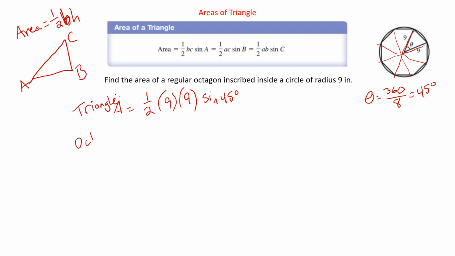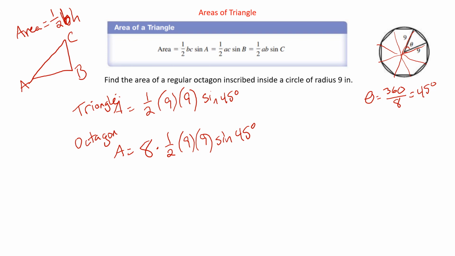For the octagon, the area is just going to be 8 times this 1/2 times 9 times 9 times sine of 45 degrees. So 8 times 1/2 is just going to be 4. So we have 4 times 9 times 9 times sine of 45. In this case, it's 45 degrees. We know that's root 2 over 2. So we could get an exact answer here.